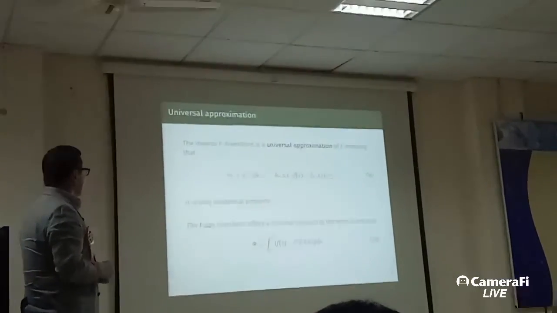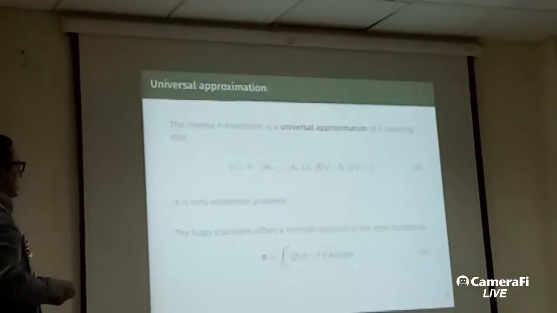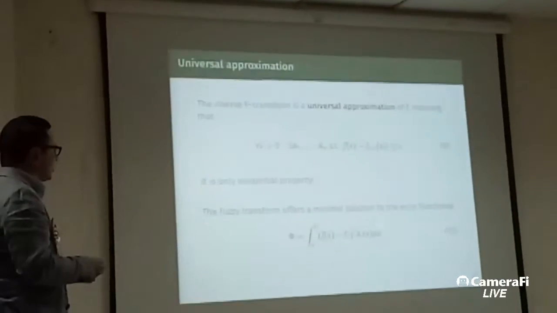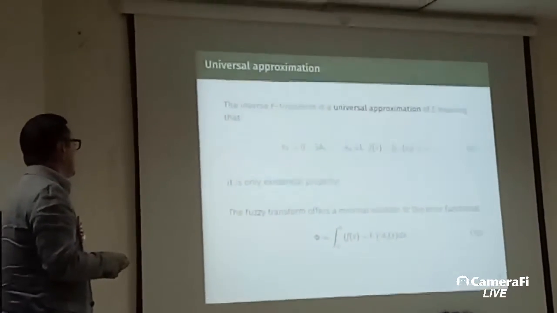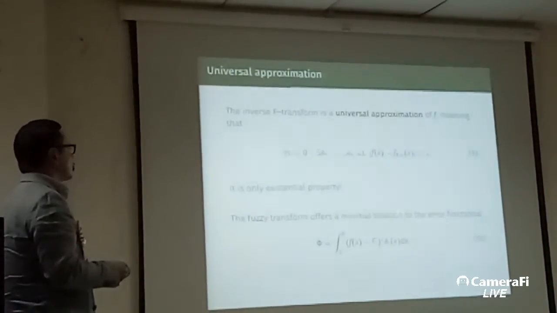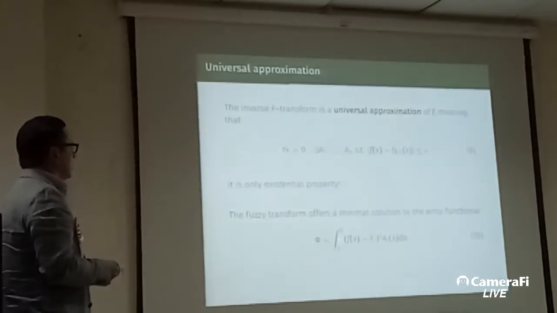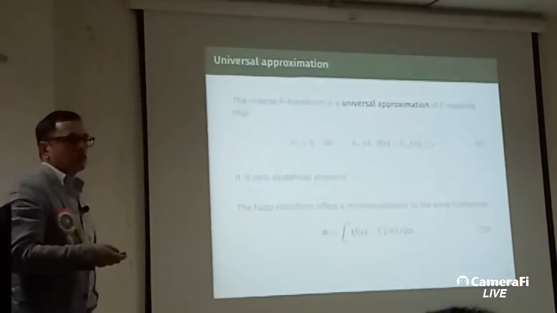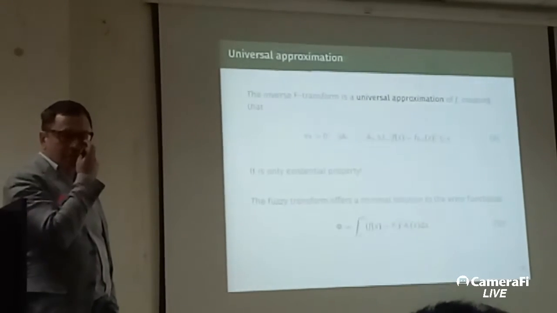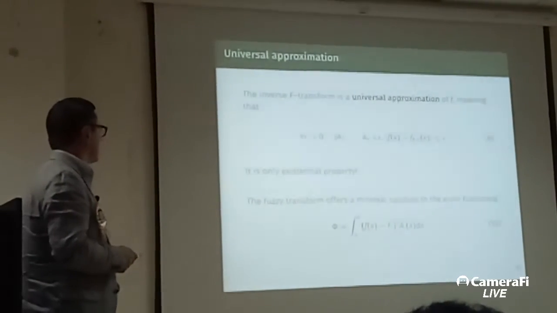But what we know is that the fuzzy transform, this is one of the results expressed by Perfilieva, is a minimal solution to this error functional. So this is related to minimizing the square error.